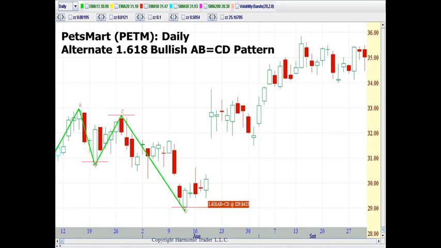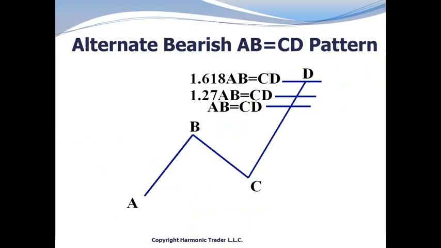On this chart of PetSmart on the daily basis, we have another extended AB equals CD structure. Now in this case, the AB leg is multiplied by 1.618, projected down from the C point to arrive at the completion for the alternate 1.618 AB equals CD.